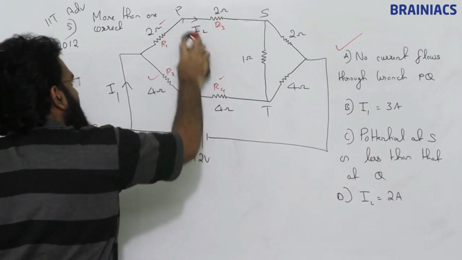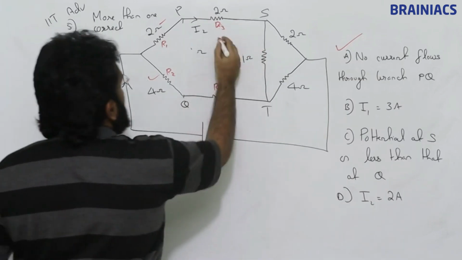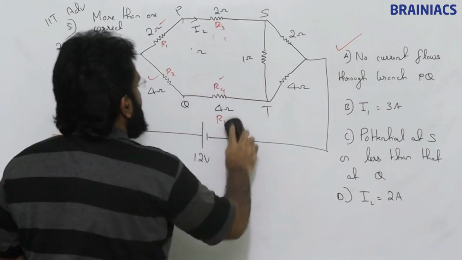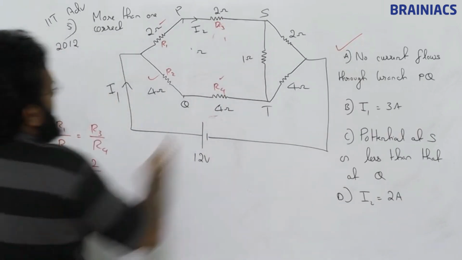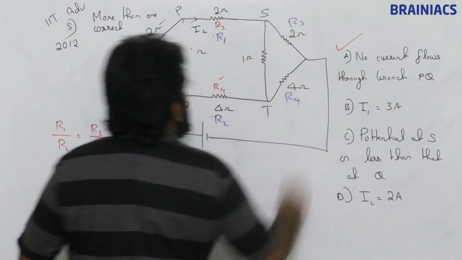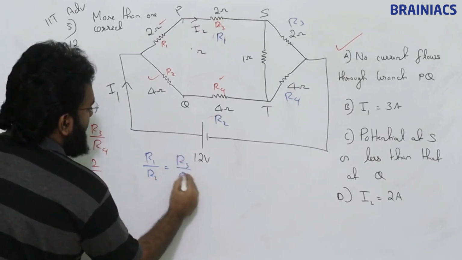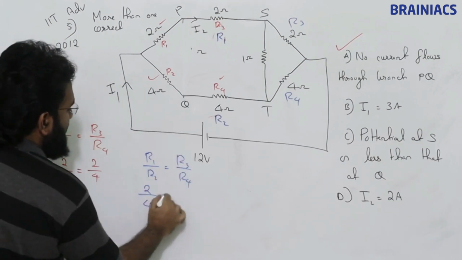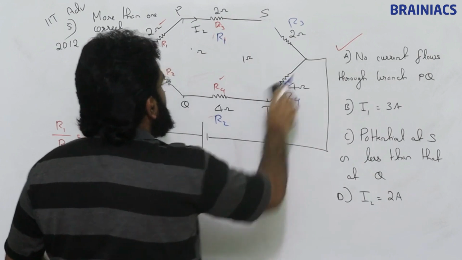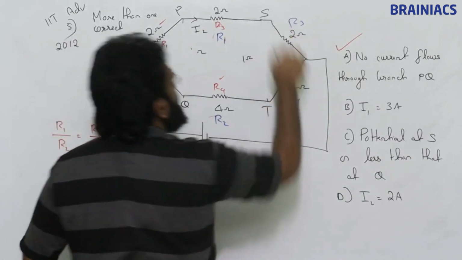So first thing, we will remove this circuit. Same way we will check this also. If we say this is R1, this is R2, this is R3, this is R4, just for better understanding. Correct now? R1 by R2 is equal to R3 by R4. 2 by 4 is equal to again 2 by 4. So no current will flow through this. I can remove that branch. So if that is the case, we'll take it like this.